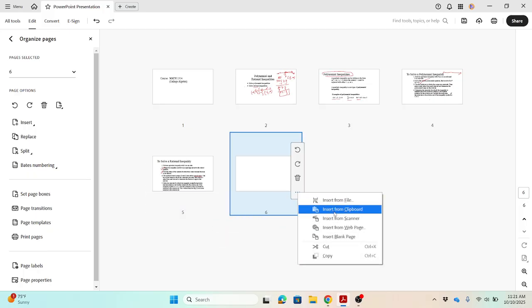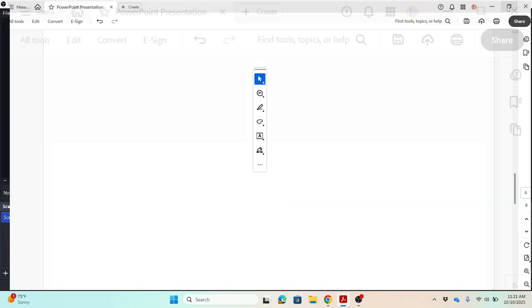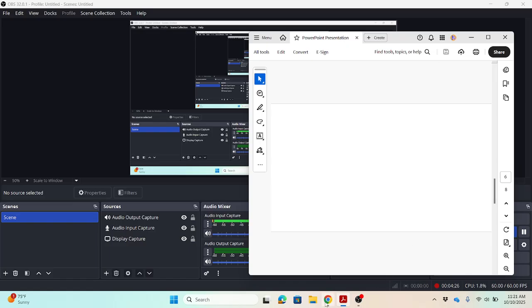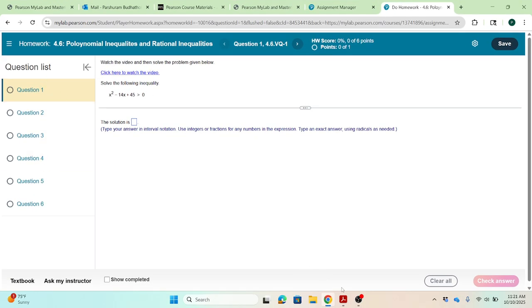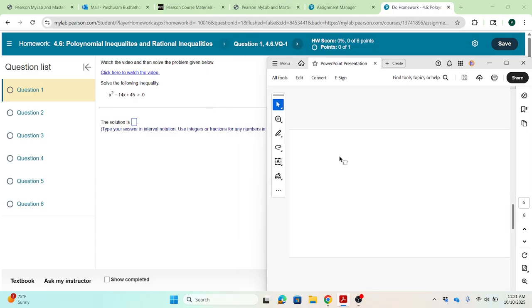Let me choose some problem from, let's say, here. This is the first question. Solve this inequality. This is a quadratic inequality. So just copy that and convert that into an equation. So this is x squared minus 14x plus 45 equals 0. Solve this quadratic equation. I can factor this.